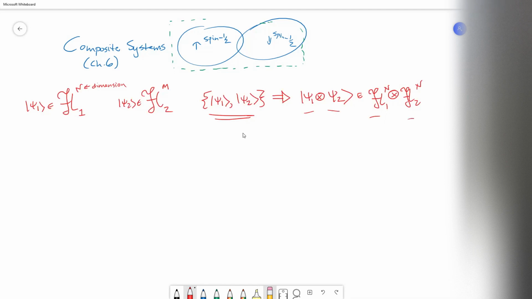And you have to order them, so you can't flip these around. That's bad. You have to make sure you maintain the proper order, because this always refers to the first one and this always refers to the second one. So you can't flip them around. So that's something to be aware of. The order matters.